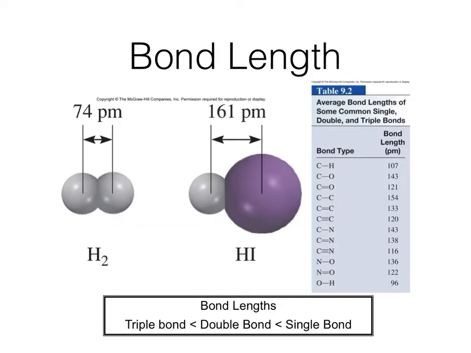All right, so here we have bond lengths. Okay? For hydrogen, 74 picometers.